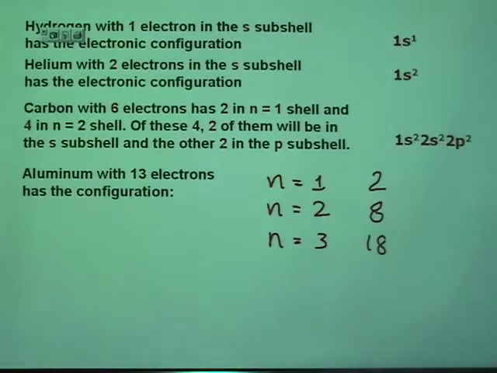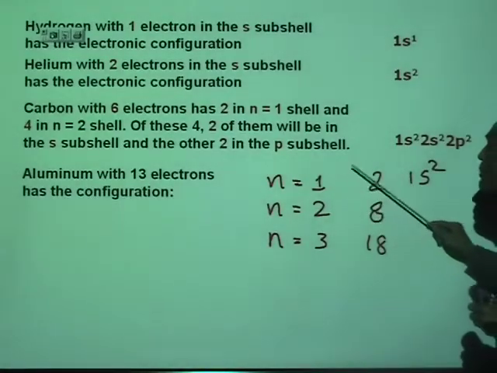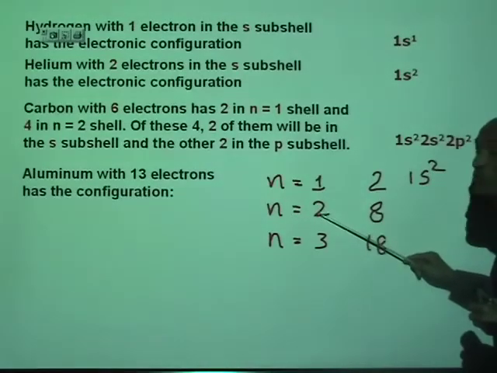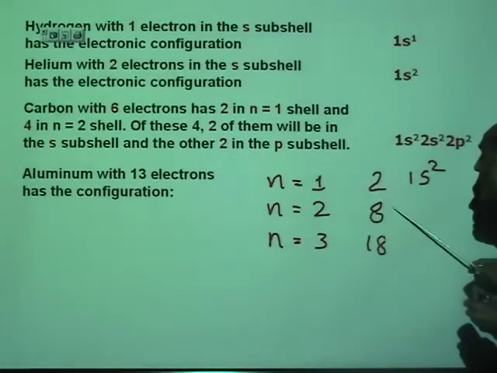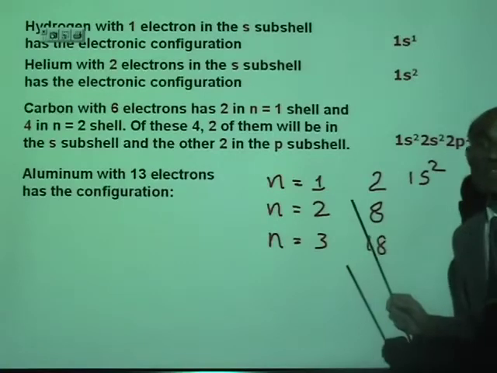That means these 2 electrons are going to be in the s subshell for n equal to 1. And look at the way I'm going to write it. I'm going to write it as 1s2. So both these electrons are in the s subshell for n equal to 1. Alright, we now go to the next, n equal to 2, and there can be 8 electrons in there.